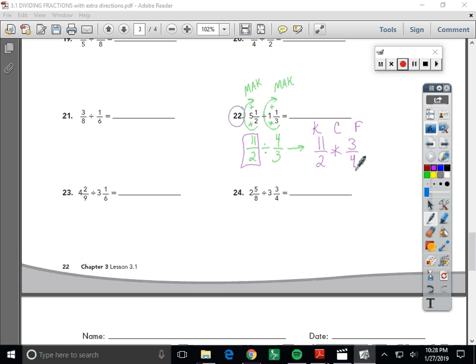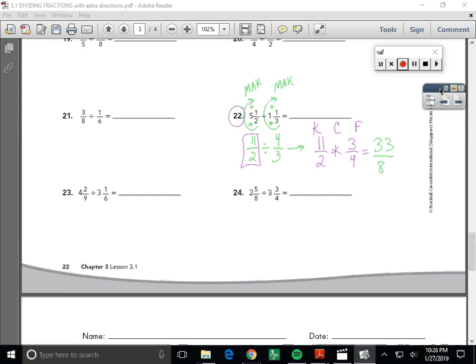Do you see any cross simplifying happening here? I don't offhand, so I think we're just going to multiply across and see what happens. 11 times 3 is 33, and 2 times 4 is 8. Oh, I got an improper fraction. If you remember back to what I showed you just a moment ago, we'll divide the top by the bottom, and we're going to turn this into a mixed number in just a moment. So this is not a final answer, but I'll get you partway there.